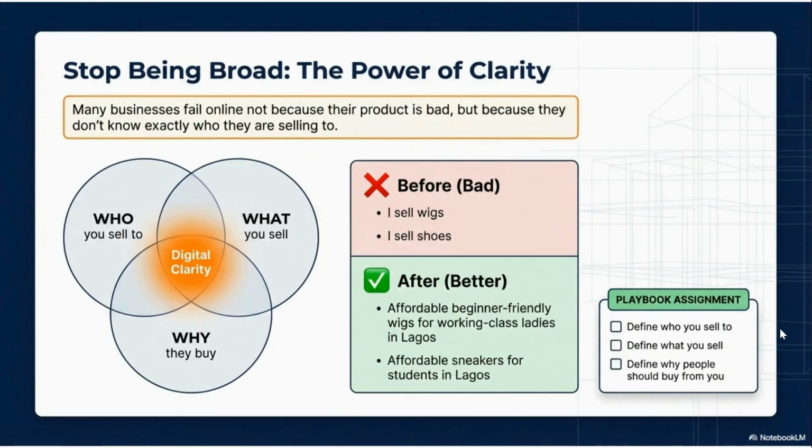So for example, if you are selling wigs, your description should point to the value of what you are selling. You should also capture who you are selling to. Don't say I sell shoes, don't say I sell wigs. Instead, say I sell affordable wigs for working class ladies in Lagos, or I sell budget wigs for ladies in Lagos. I sell affordable sneakers for students. So you must know your product, you must know your target audience, you must have a target audience.